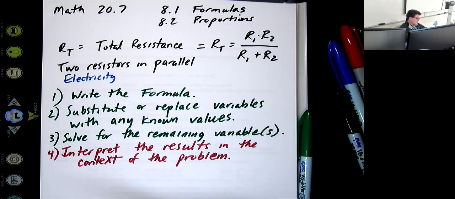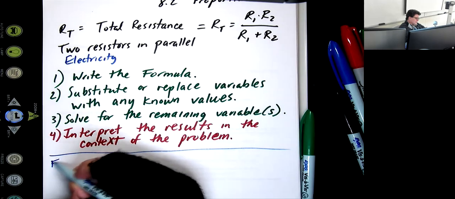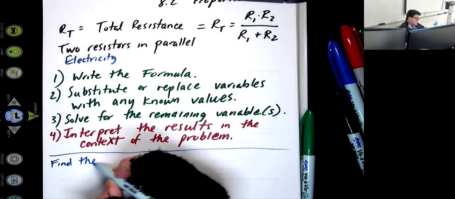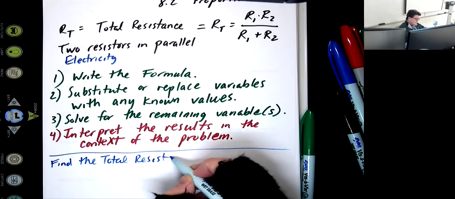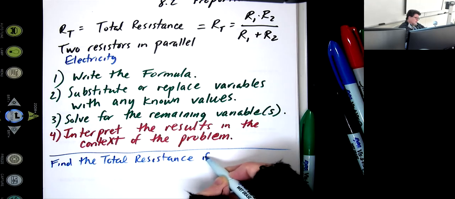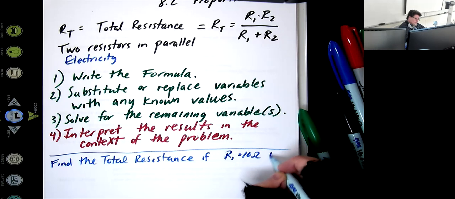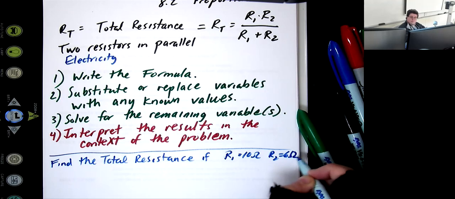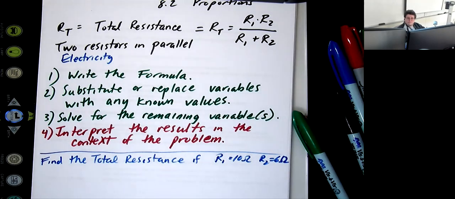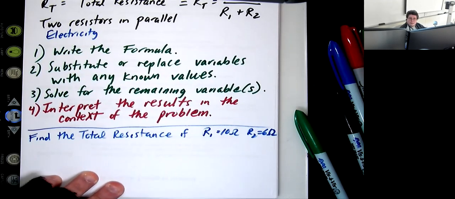So we're going to do this here with the resistance problem. Find the total resistance if R1 equals 10 ohms and R2 equals 6 ohms. Got to bring that equation back down.